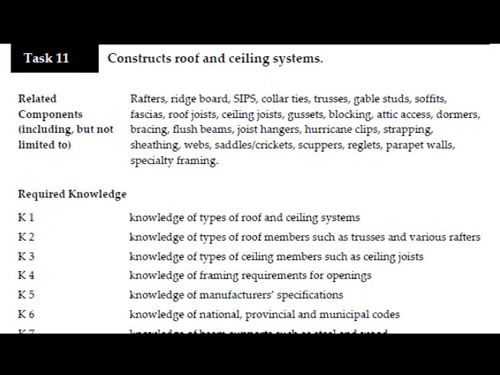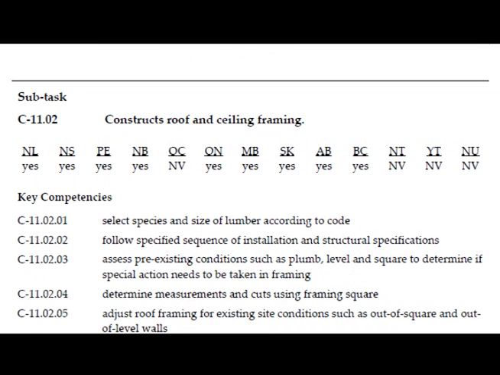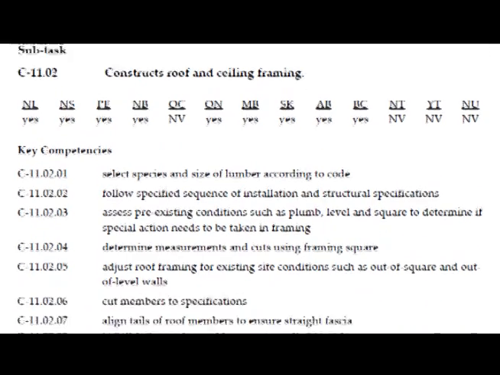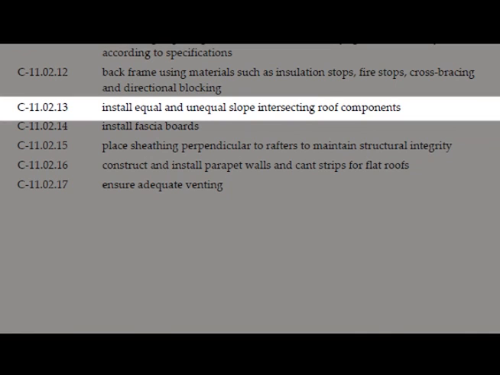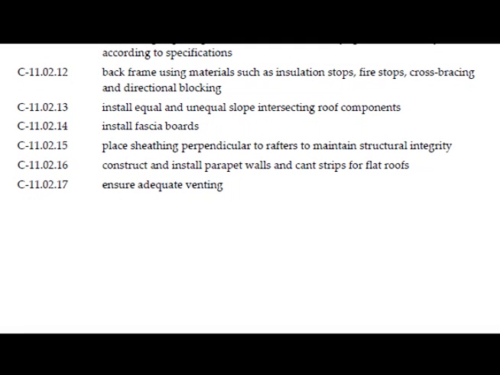Let's look over at C11. Constructs C11.02, constructs roof and ceiling framing, and it's C11.02.13 where it says install equal and unequal slope intersecting roof components. Now, if you look through the document, and I suggest that you do read this document through, and read it very carefully so you can really get the most out of it, unequal slope intersecting roof components is mentioned here. It's the only place it's mentioned throughout the document.